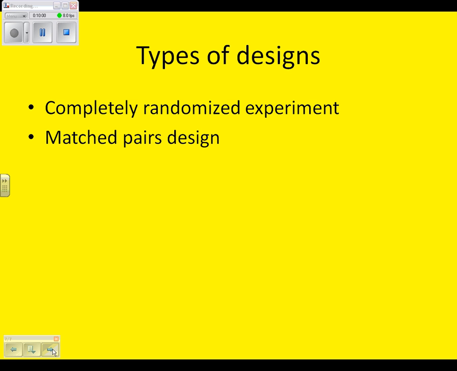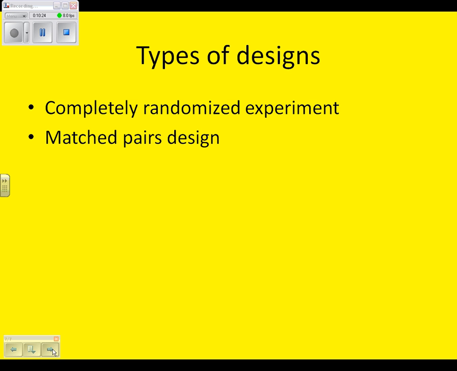In a matched pairs design, I attempt to find two subjects or experimental units that are very, very similar, and then I randomly choose one of them to go in this group and one of them to go in that group. Likewise, I could have a matched triplet design, I suppose, where I get three subjects that are very similar in whatever characteristic I'm looking at, and I put one of each in each of the three groups.